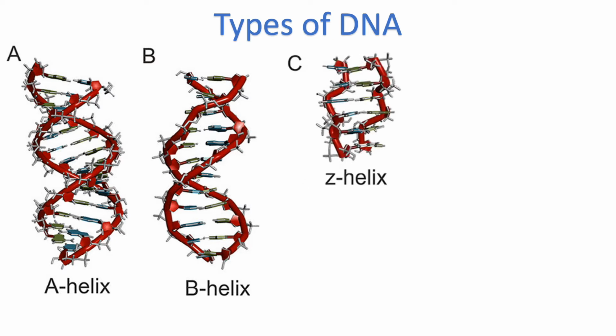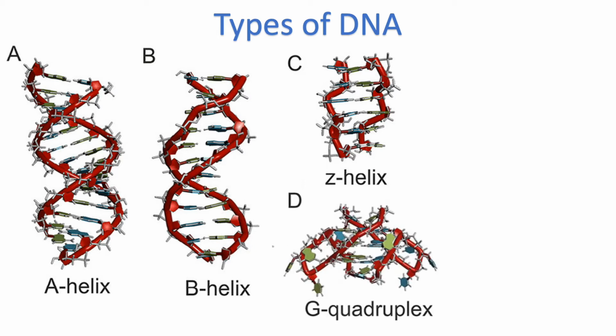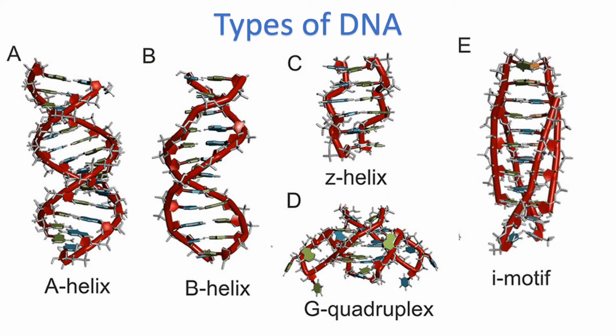Next is the Z helix. It is a left-handed helix. The zigzag-like appearance of the backbone distinguishes Z DNA from other forms of DNA. Next is the G-quadruplex. It is formed when guanine-rich DNA sequences fold into four-stranded secondary structures. And lastly, the i-motif. It is also a four-stranded quadruplex structure formed by cytosine-rich DNA.